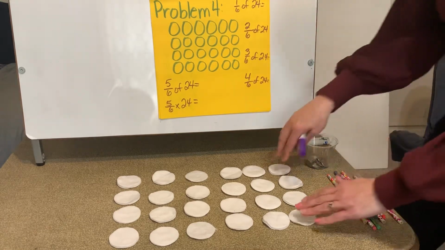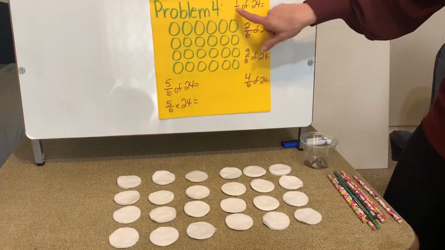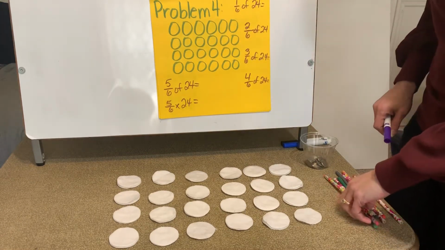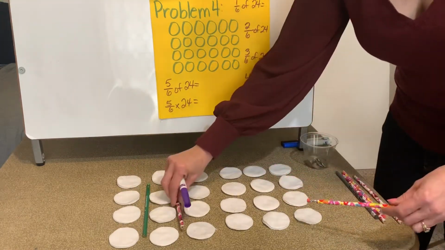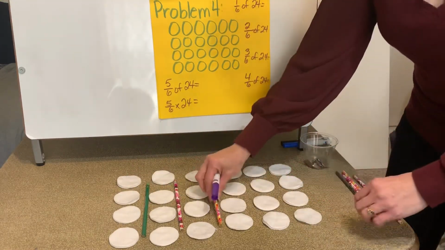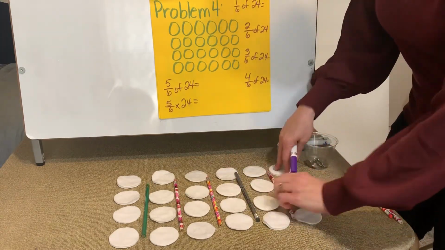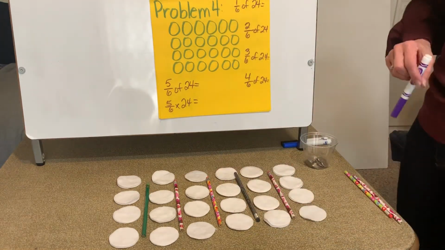All right, so I've got my counters all set up. So I've got my 24 counters, and I've got them in groups of 6. My denominator tells me to do that. So now I need to put them in equal groups. Split them into equal groups. I've got 1 equal group, 2, 3, 4, 5, and 6. 6 equal groups.